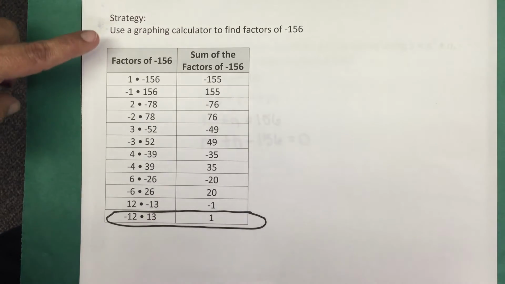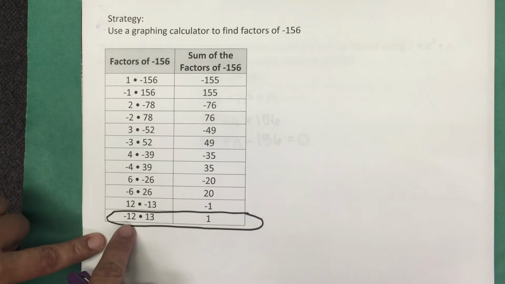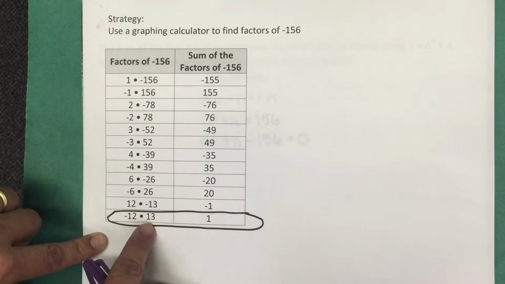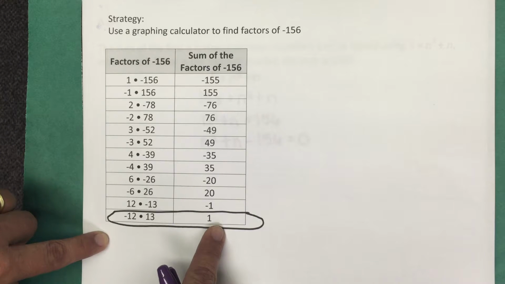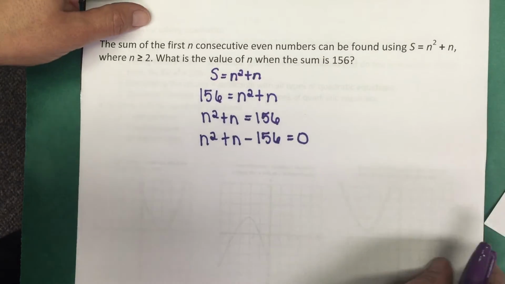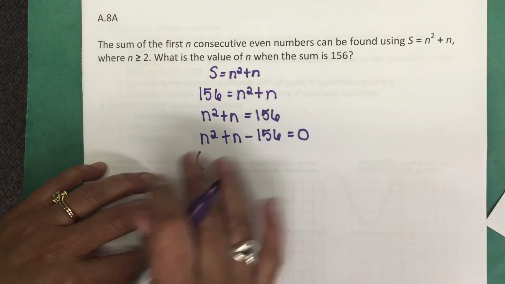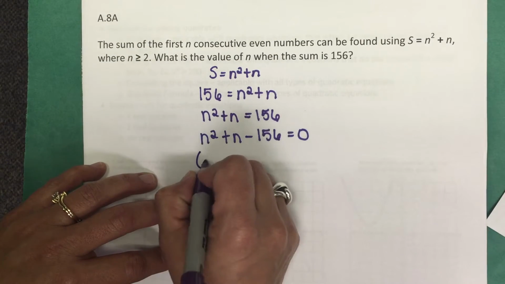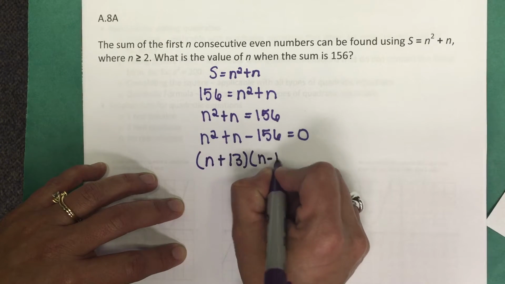If we look through the factor table, we will see that the factors negative 12 times 13 give us the product of negative 156, and when I add those two factors, they give us a sum of 1. So this is the set of factors we need. This means that we can factor this trinomial into n plus 13 and n minus 12 equals 0.